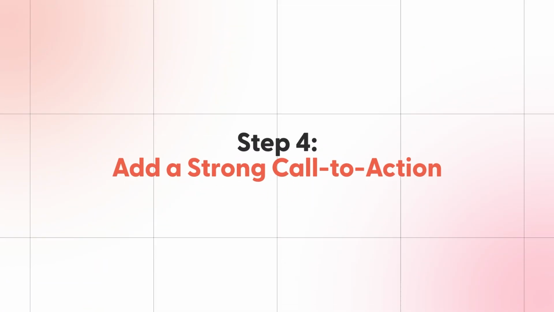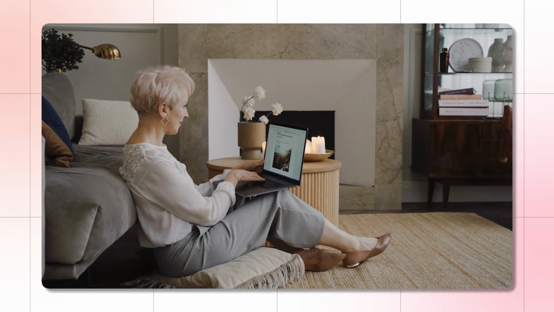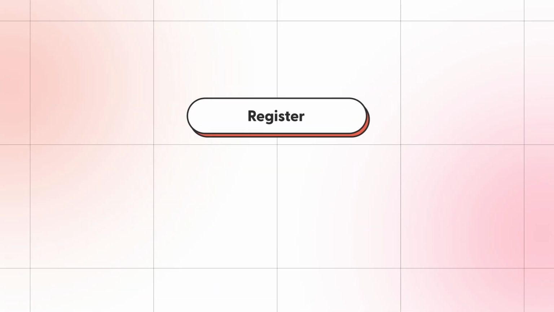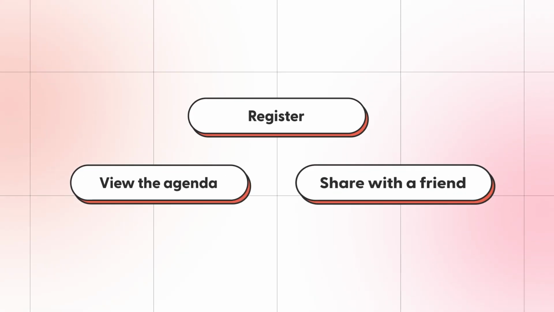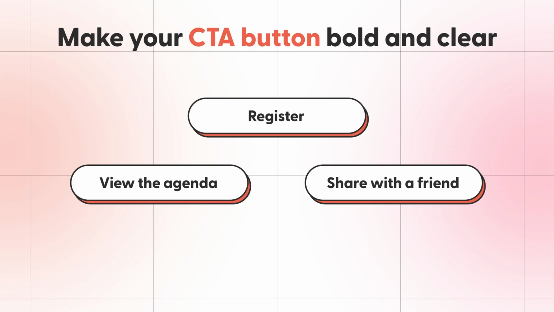Step 4. Add a strong call to action. Every newsletter should guide readers to do something. Register, view the agenda, share with a friend. Make your CTA button bold and clear.